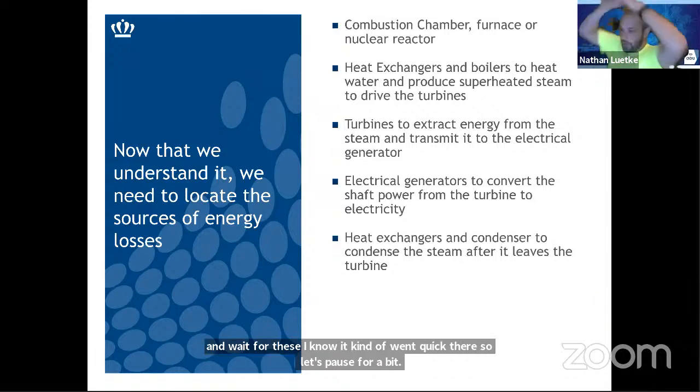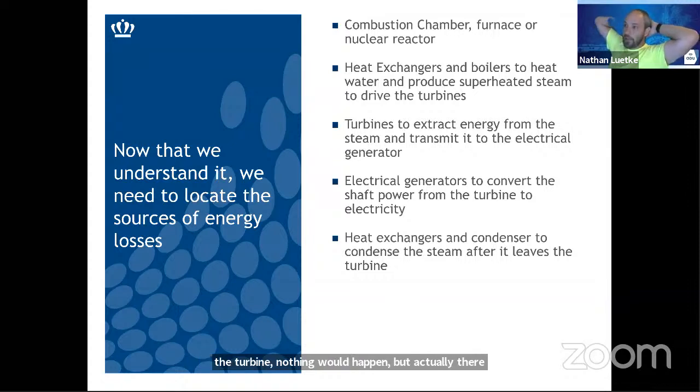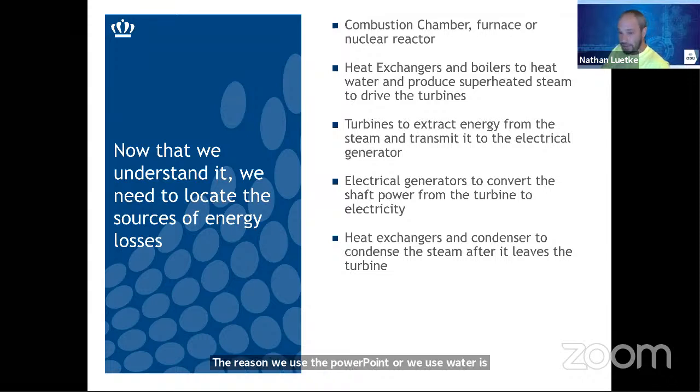And that's a good question. So what would happen if the steam power plant heated a liquid other than water to move the turbine? Nothing would happen. There are cases of that. The reason we use steam power plant or we use water is because water really is cheap. It's non-toxic. It has a high thermal capacity, and the corrosion is very minimal if it's pure water. So if the turbine's designed that way. So there are cases of other fluids, but in general, usually it's water because of its characteristics.